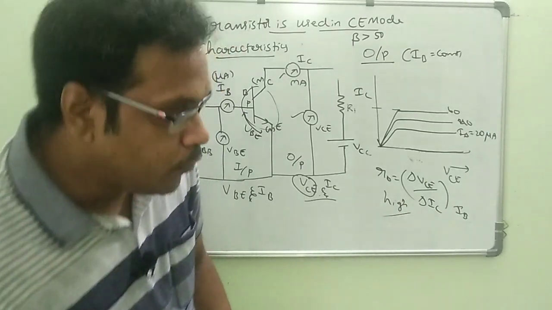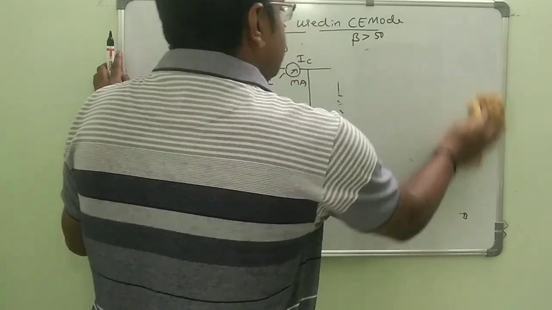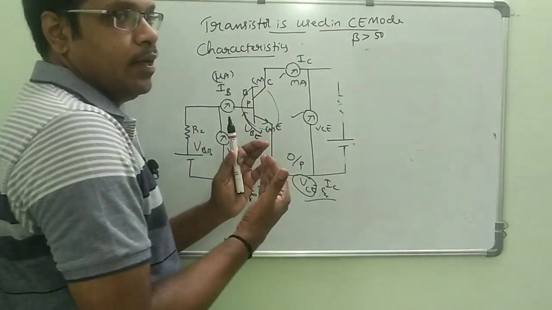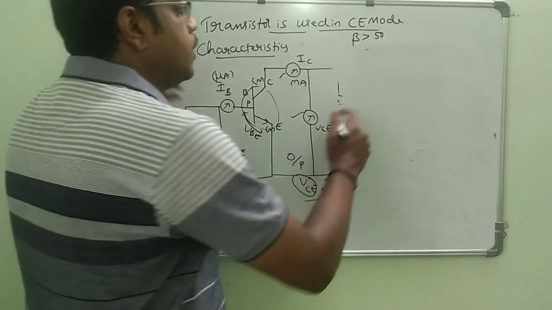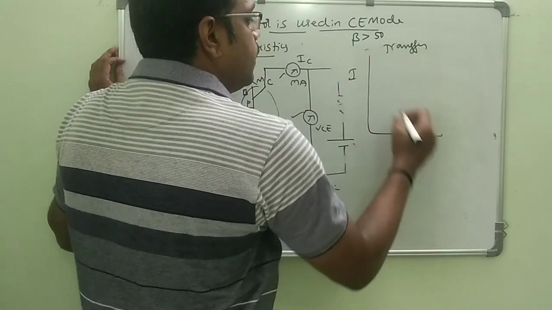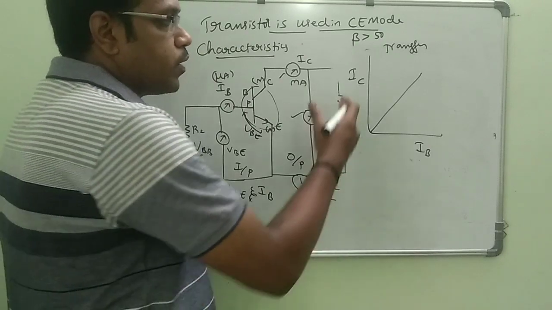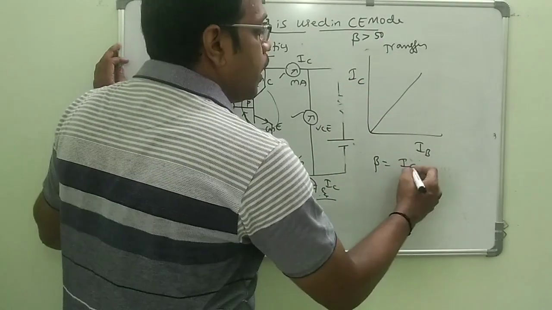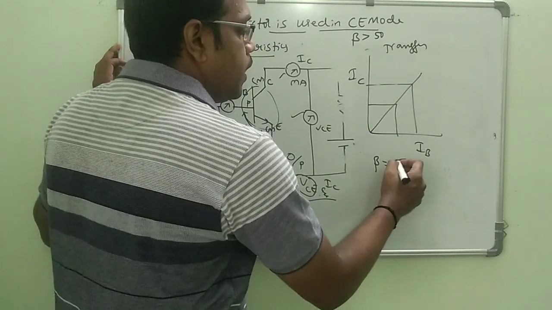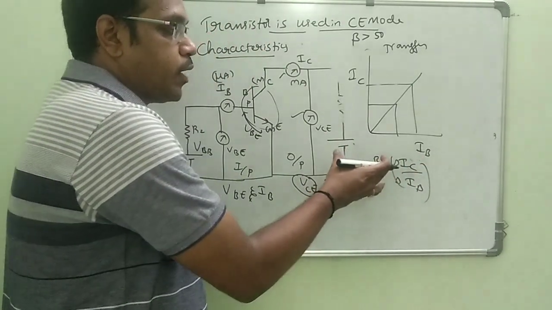And if you want to see the relation between IB and IC, that is transfer characteristics, that means how much input current I am giving and how much output current I am getting. For that, we take the graph between IB and IC, and it will come like this. So it is our transfer characteristics, that is beta is equal to IC by IB. Just take the slope, delta IC by delta IB. Like this we can find the transfer characteristics.